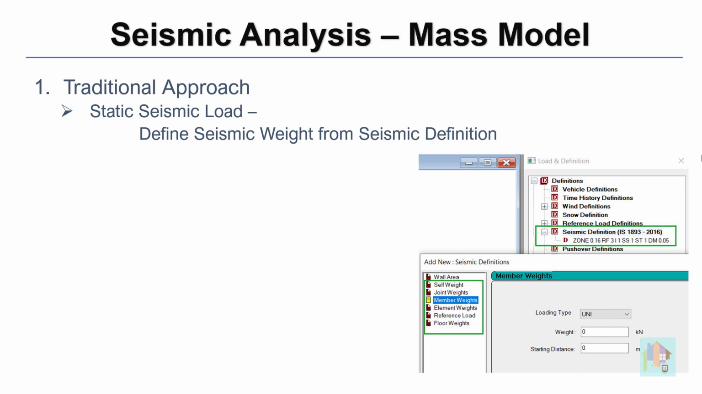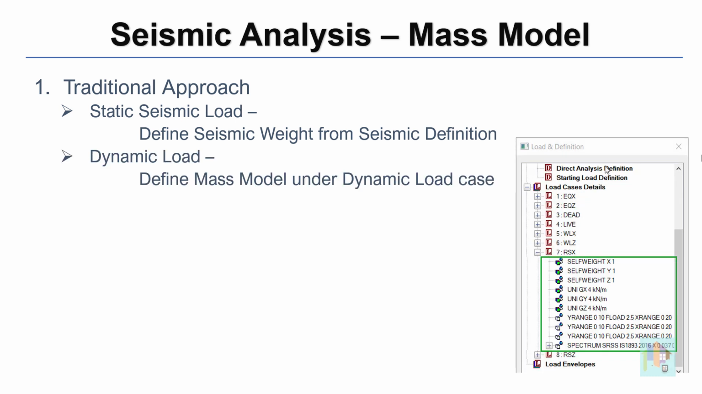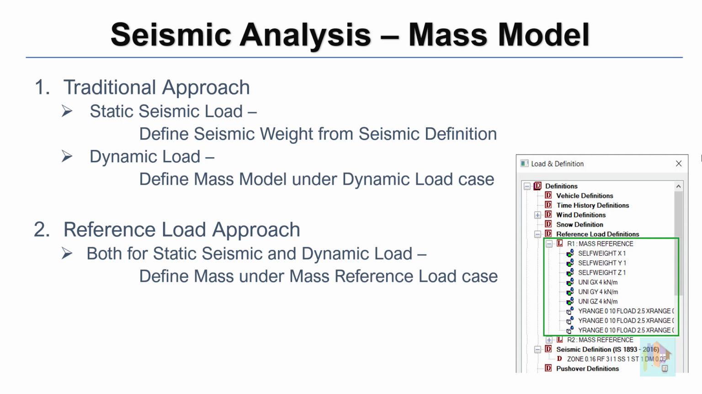Also, if we perform dynamic analysis, this seismic weight in the vertical direction is not sufficient. For dynamic analysis, we need to create a mass model with mass in all three orthogonal directions. We can define this mass model under the first primary load case, where the response spectra or time history load is added. Another approach is to create a mass reference load case and add all the seismic weight under this load case.